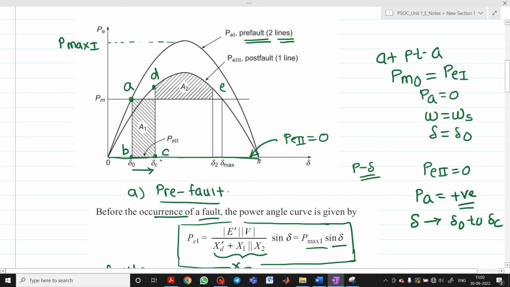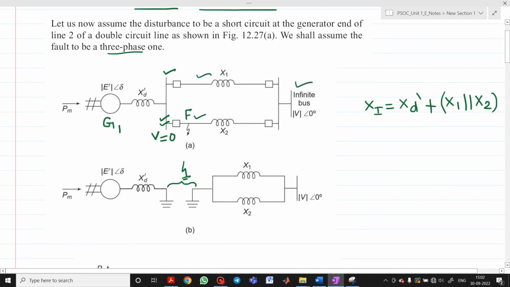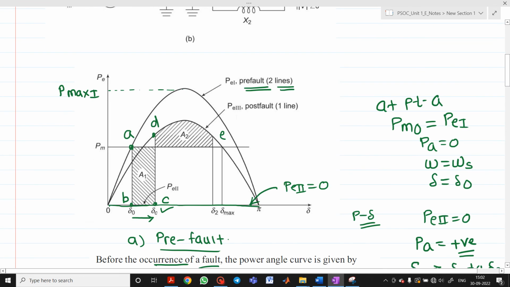Now at point C, what do you observe? At point C, suppose the fault is cleared by opening line number 2. This line 2 is cleared now. Then what will it be? We will have this Xd dash in series with X1. So we will get a third value of reactance, which is called the post-fault reactance. So at point C, your circuit breaker will operate, and again your electrical characteristic will jump to the point D. Now this will be the curve called PE3, which is a post-fault curve when we have only a first line in the picture.